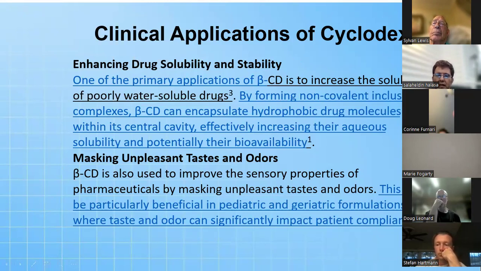So this beta-cyclodextrin can encapsulate hydrophobic drugs like progesterone, for example, and also hydrophilic drugs, by the way. So you can use it to load methylene blue, oxytocin, and any drug you want. But specifically the ones that are not dissolved in water, I mean, that's the problem we have. So this cyclodextrin will help in the absorption of hydrophobic drug molecules within its central cavity, effectively increasing their aqueous solubility and potentially their bioavailability.